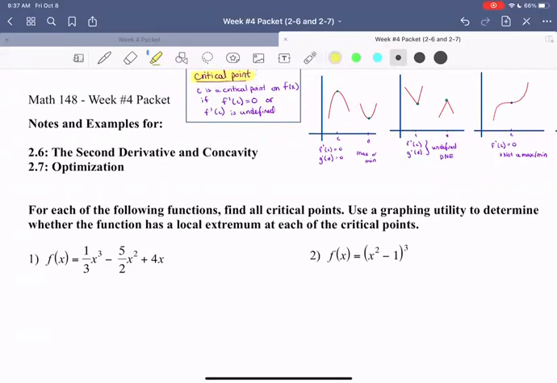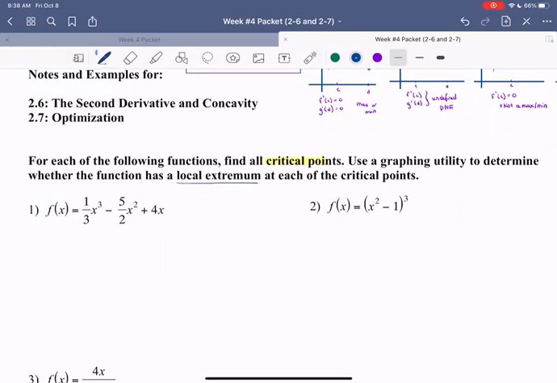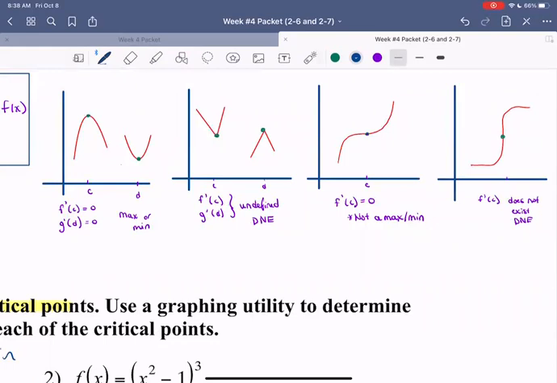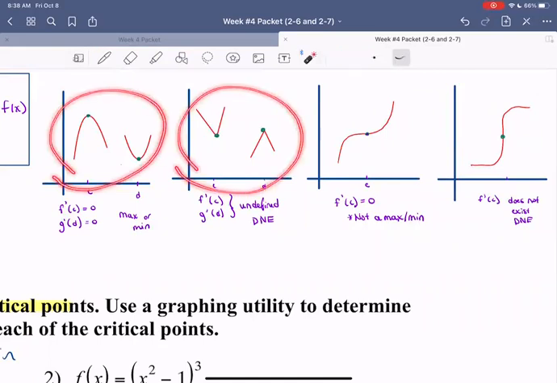So number one, we are asked for each of the following functions, find all critical points, then use a graphing utility or a graphing calculator to determine whether the function has a local extrema at each of the critical points. And one thing I'll emphasize here is, well, what is a local extrema? That means a local max or min. So in the original graphs that we looked at up here, which of these graphs or functions have a local max or min? Awesome, this set here and this set here.